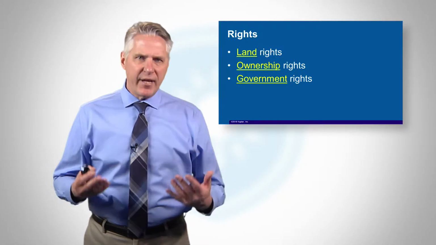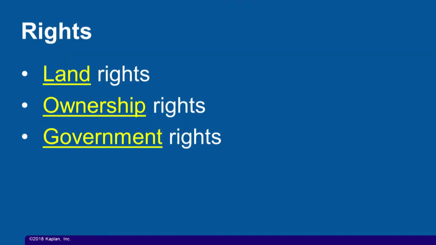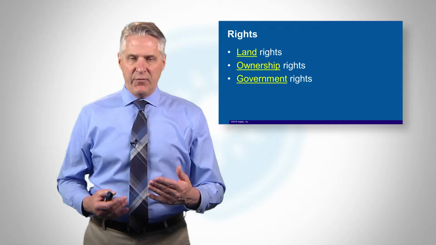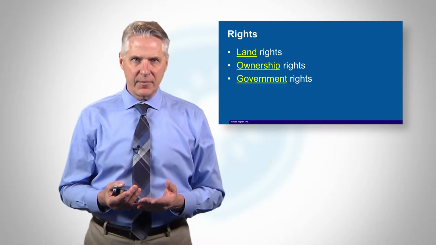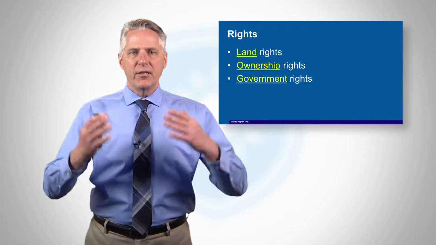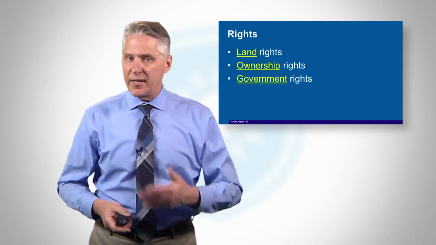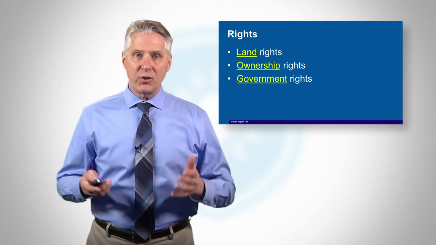Well, three major categories: land rights, ownership rights, and government rights. And actually, our land rights and our ownership rights are subject to the government rights. If you're looking for a hierarchy, we would have put government rights first in this list because we own property subject to those government rights, and that's spelled out in the Constitution. That's just the way it is.